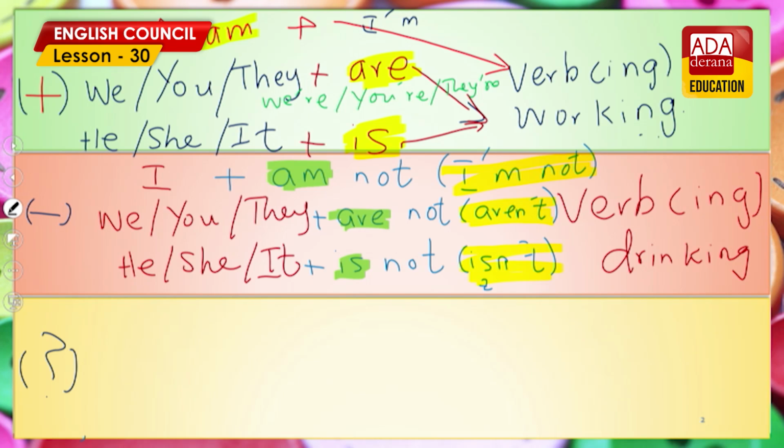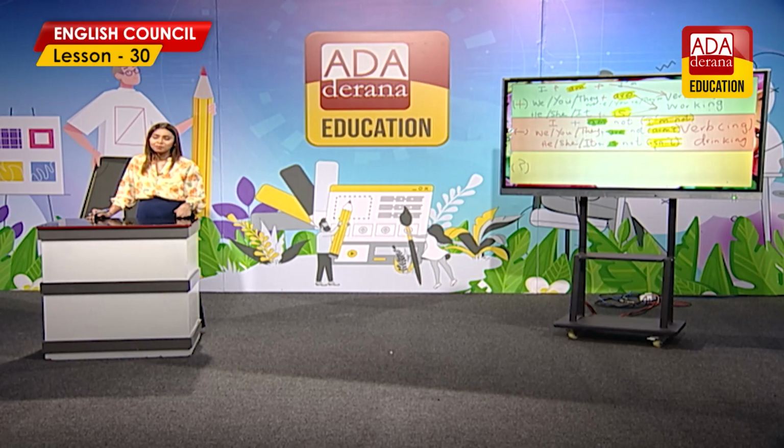The verb, let's say, jump. Green box and the red box both. I am jumping, we are jumping, you are jumping, they are jumping, he is jumping, she is jumping, it is jumping. Red box, which is the negative. I'm not jumping, we aren't jumping, you aren't jumping, they aren't jumping, he isn't jumping, she isn't jumping, it isn't jumping.